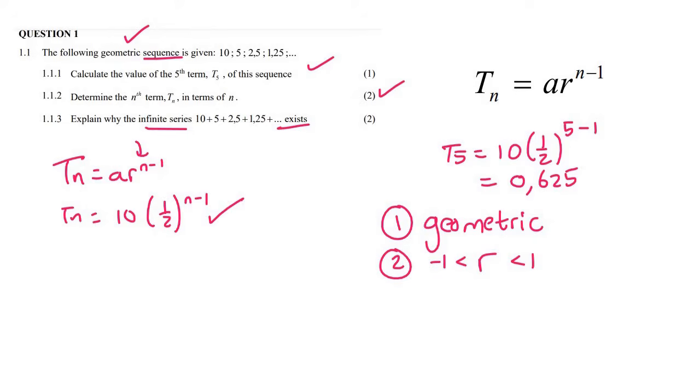So this ratio, our ratio is equal to a half. So it is between minus 1 and 1. So in the exam, you could say something like, it is geometric, and r is between minus 1 and 1.